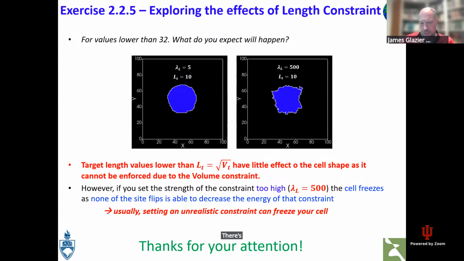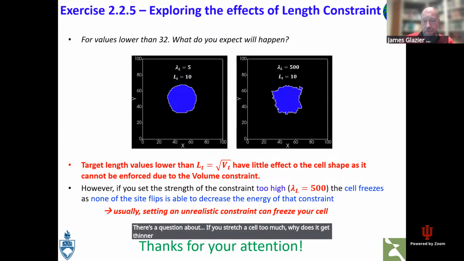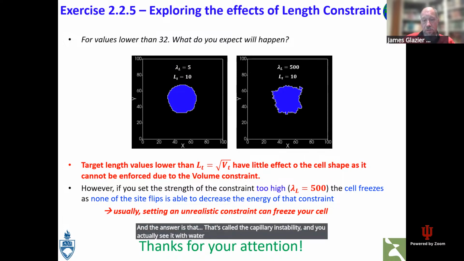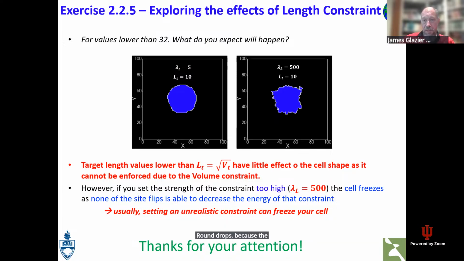There's a question about if you stretch a cell too much, why does it get thinner? And the answer is that that's called the capillary instability. And you actually see it with water drops. If you try to stretch a water drop too much, it'll split into two round drops because the surface of a long elongated ellipse is longer for the same area than for two circles.